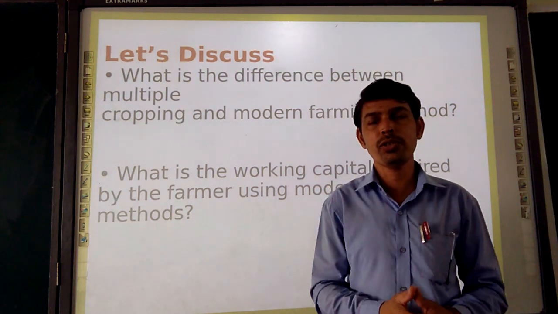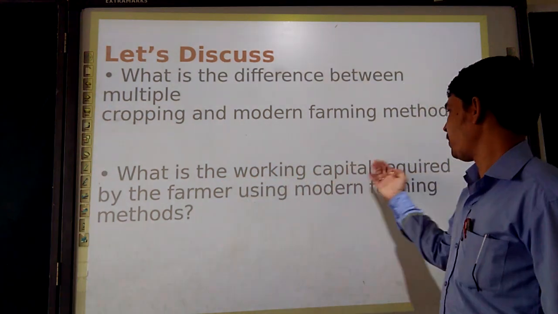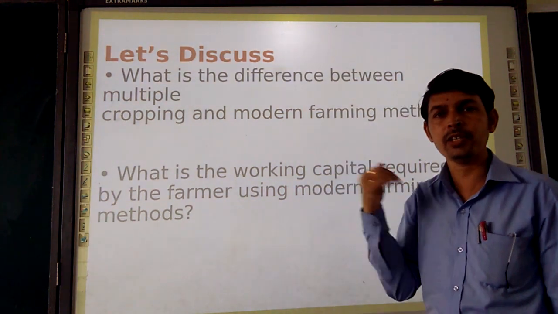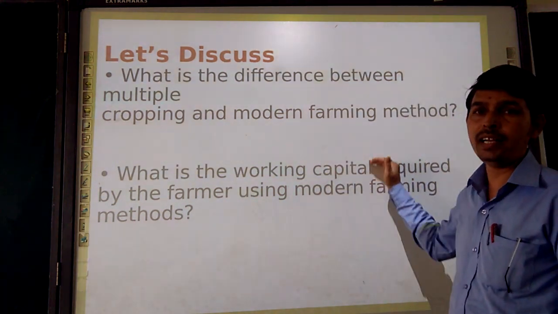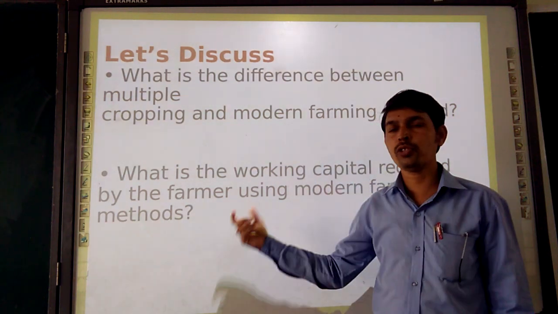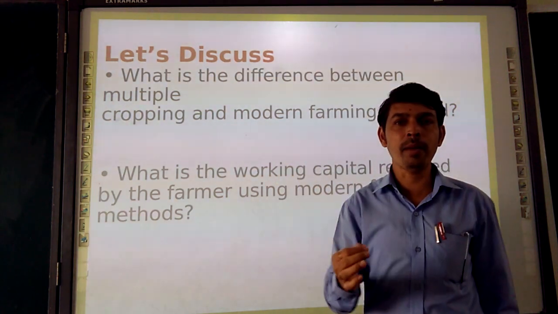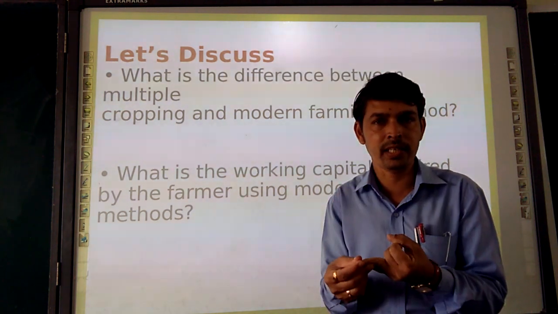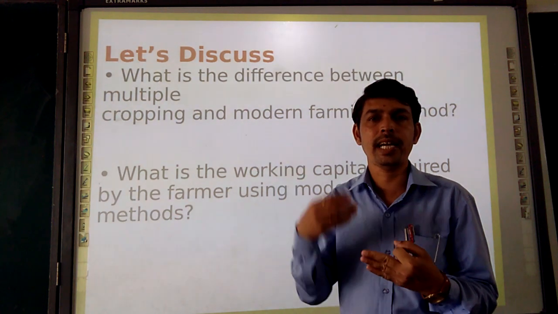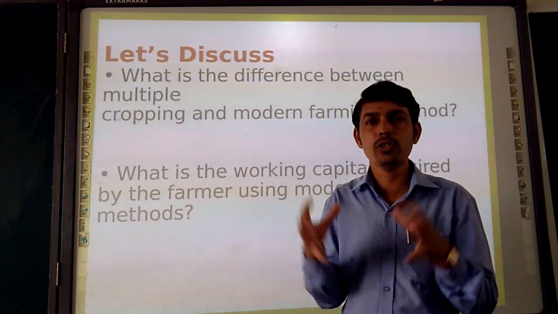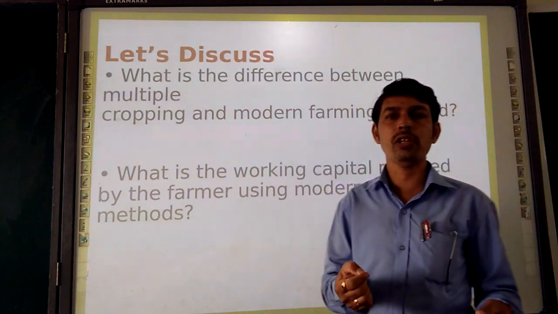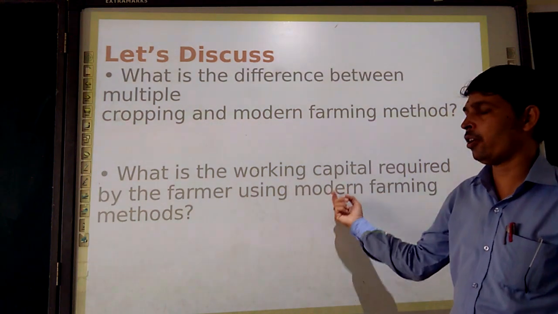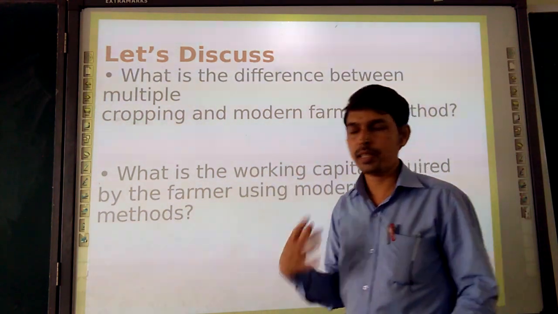So here I am asking you, what is the working capital required by the farmer using the modern farming method? To adopt the modern farming method, the working capital will be called money in hand. Because to use the modern farming method, the farmer wants to purchase fertilizer. The farmer is going to purchase the machinery. The farmer is going to purchase the pesticide, insecticide and HYV seeds. So for all this purpose, the money in hand is also called the working capital here. Without it, the modern farming method will not be possible for the farmer. Next.